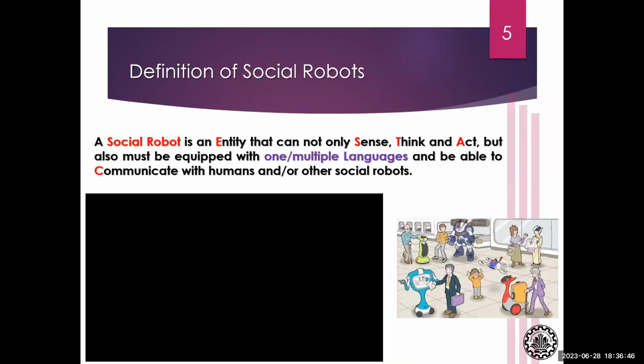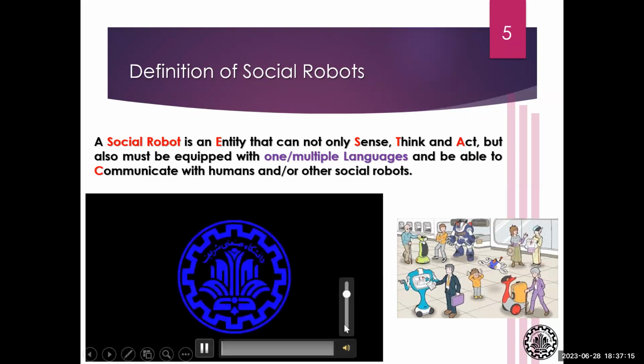Let's have a definition of social robots. A social robot is an entity that can not only sense, think, and act, but also must be able to communicate with humans or other social robots. Social robots could be super interesting assistive tools for education, rehabilitation, and entertainment. To have a better understanding, let's see a short video of some social robots in the world.